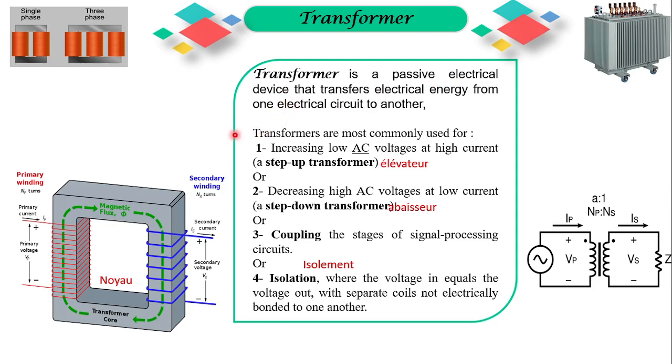The fourth function is isolation. In some cases, transformers are used for isolation purposes. In this scenario, the voltage at the input, primary coil, equals the voltage at the output, secondary coil, and the coils are not electrically bonded to each other, providing electrical isolation. Transformers, in various forms, are essential components of modern electrical systems, making them a cornerstone of electrical engineering.